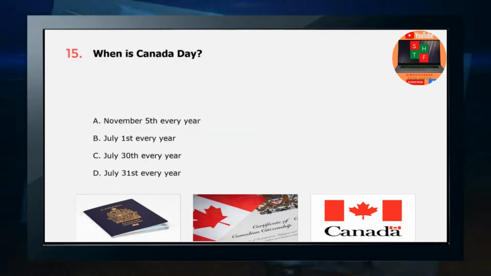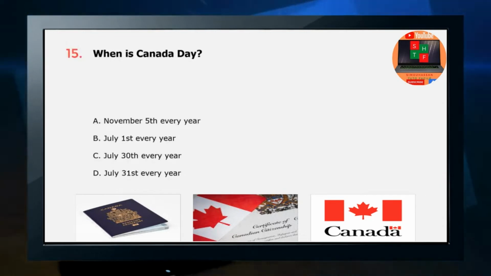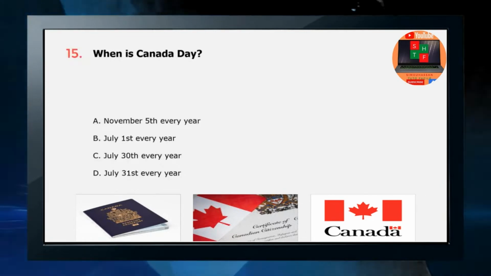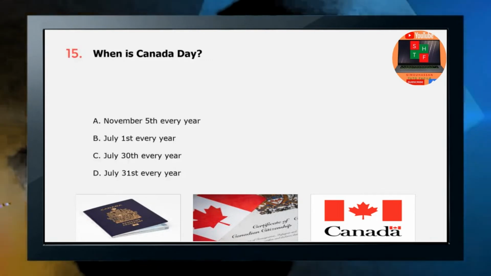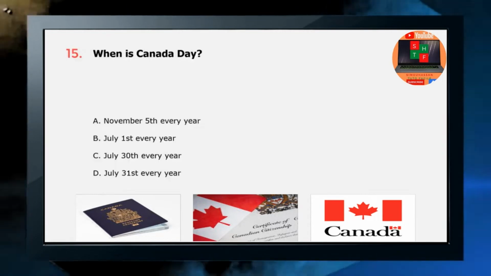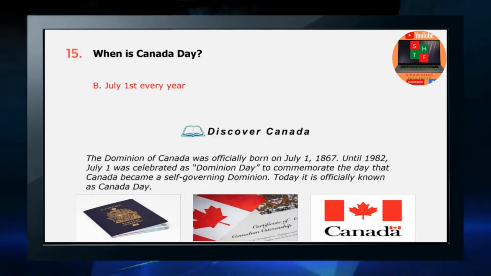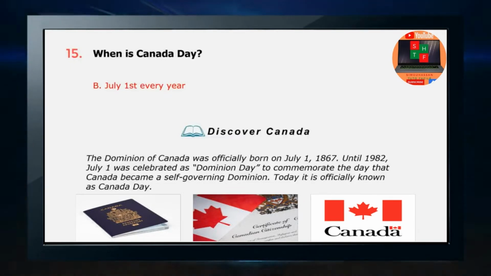Question 15. When is Canada Day? A. November 5th every year. B. July 1st every year. C. June 30th every year. D. July 31st every year. The answer is B. July 1st every year.